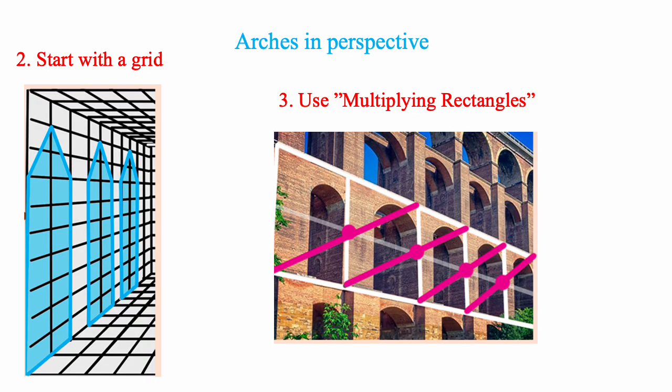Another way to draw an arch in perspective is to start with a grid and then fit in the arches. So this arch is 9 units tall and 2 units wide. And this second arch is also 9 units tall and 2 units wide. Now you could also put the arches into boxes and then use multiplying rectangles. So we could start with this point right here and then go through the middle here to find where this arch begins at this line.